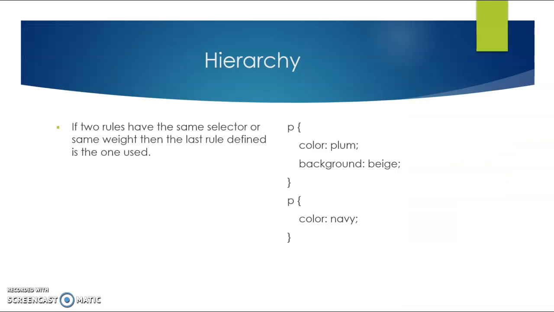So hierarchy. If 2 rules have the same selector or the same weight, then the last rule defined is the one used. So in this example, the first paragraph styling has the color of plum and a background of beige. If that was the only thing running for the styling, then the text color would be plum, background would be beige. But because we have a second styling with the same HTML selector with the text color of navy, but the background color does not change, then our paragraphs would be navy with a background color of beige.